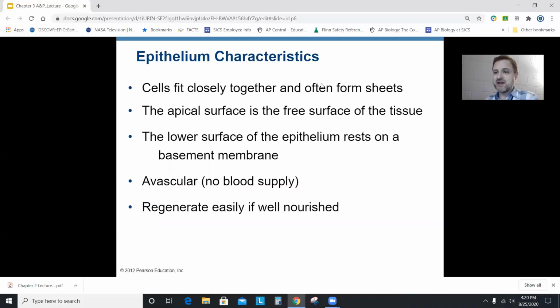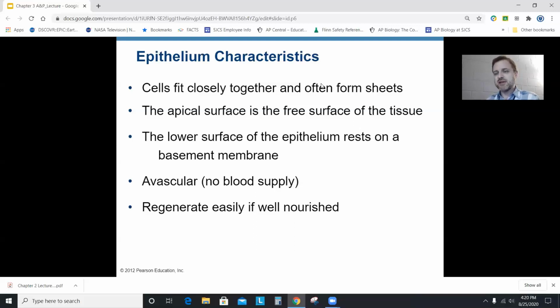So the characteristics of epithelial tissues: oftentimes you have groups of cells that fit very closely together or form sheets. Think about like if you're building a protective brick wall, you're going to have many different layers of bricks for protection. The general scheme here, the apical surface, so the apex is the top of something. The apical surface is the free surface. Of your skin, the apical surface would be what touches the air, or what's on the outside. The lower surface of the tissue rests on what's called a basement membrane.